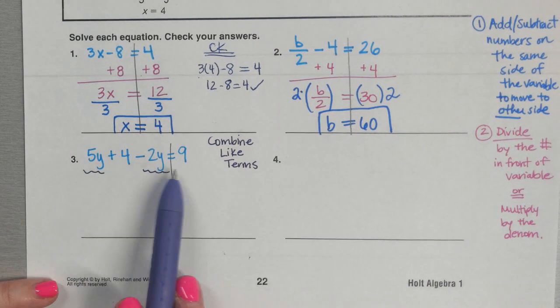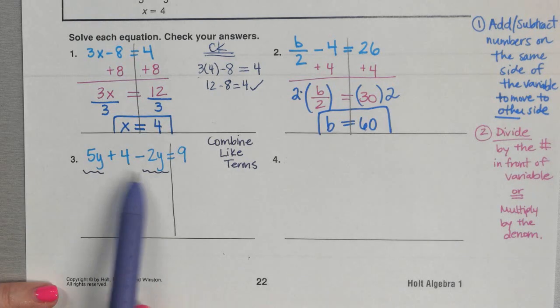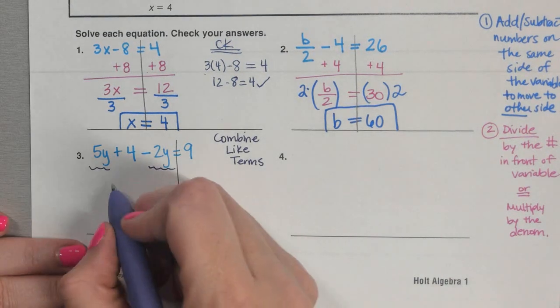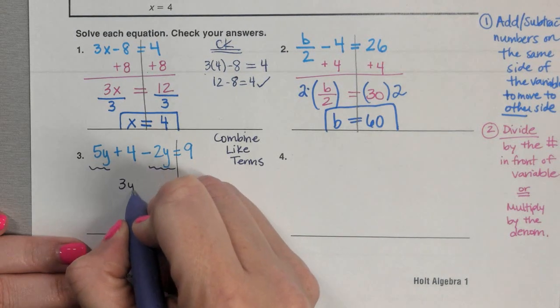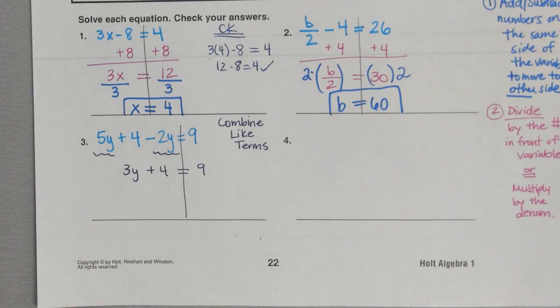Do you guys remember how to combine those? Yeah, you just either add or subtract. So this is 5 minus 2, so what's that going to be? 3. So it's 3y plus 4 equals 9. And then once you've done that, see how this looks just like number 1? They're very similar. Okay, so do you guys think you could finish number 3, based on what we have there?